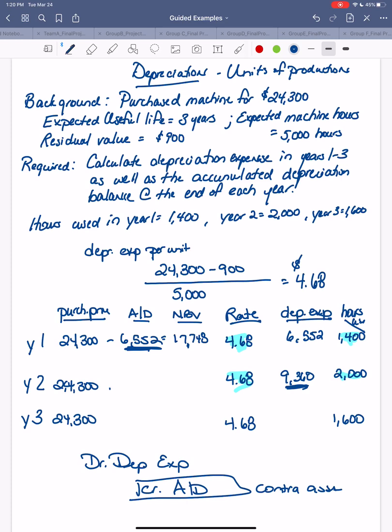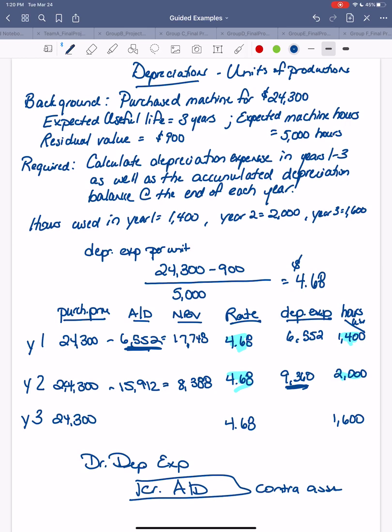And now I have total accumulated depreciation of 15,912, which gives me a net book value, 24,300 minus 15,912, is 8,388. Again, in this example, I don't care about that. It's just a good piece of information.